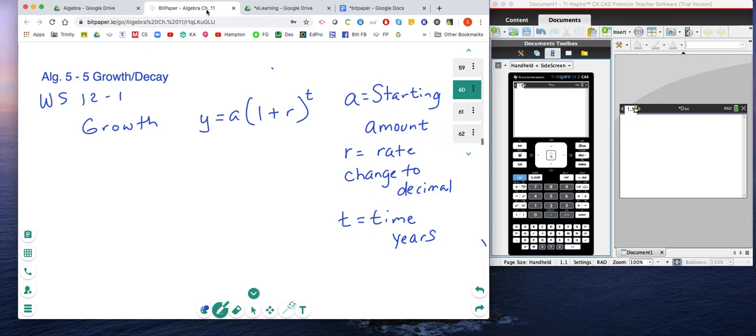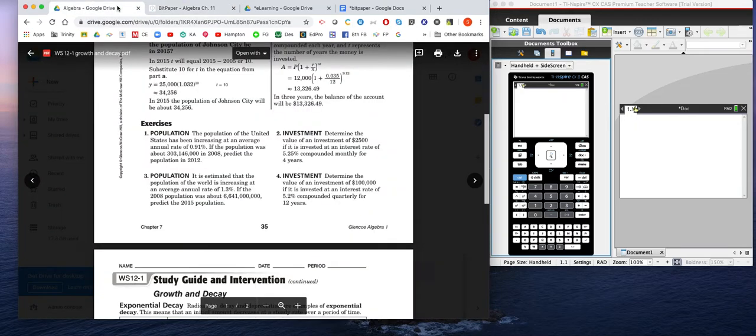So the first equation that we're going to be using is y equals a times the quantity 1 plus r to the t power. A is going to represent your initial or starting amount of population. R is going to be your percentage, but you're going to change it to a decimal. And t is going to be the number of years. So we're going to go ahead and take a look at number 1, and we're going to do our substituting of our information.